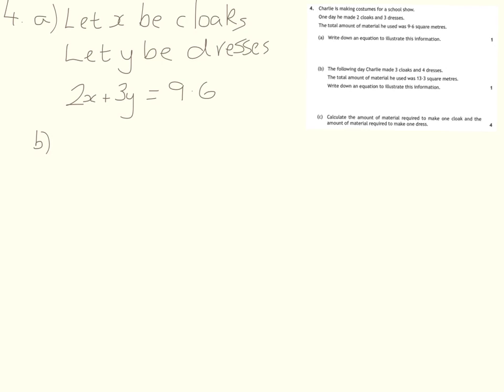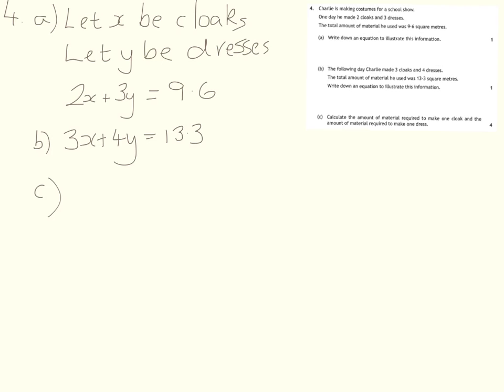So he made 3 cloaks and 4 dresses. And the total material he used was 13.3 square meters. Okay, so that's us done A and B. Calculate the amount of material required to make 1 cloak and the amount of material required to make 1 dress. So essentially we just want to find out what x and what y is. This question could come up in a non-calculator or a calculator, so you need to be confident with working with decimals.